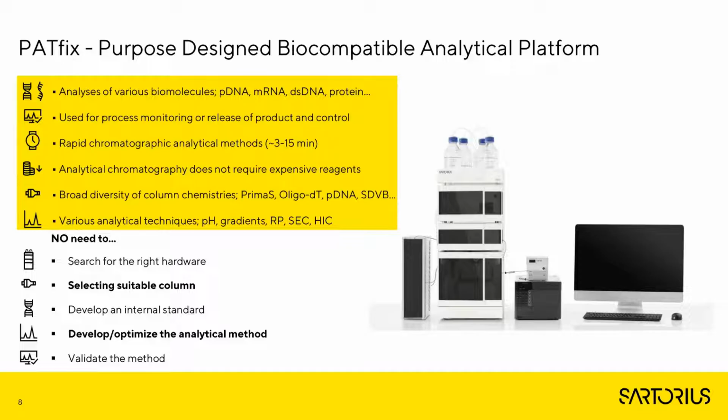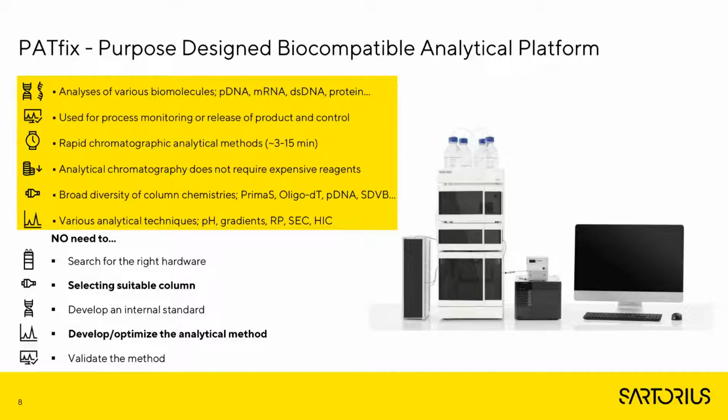So the PATfix mRNA platform is designed to robustly analyze mRNA production and purification samples. It doesn't come just with the hardware. There are also guides included on how to prepare every process sample to achieve good results.